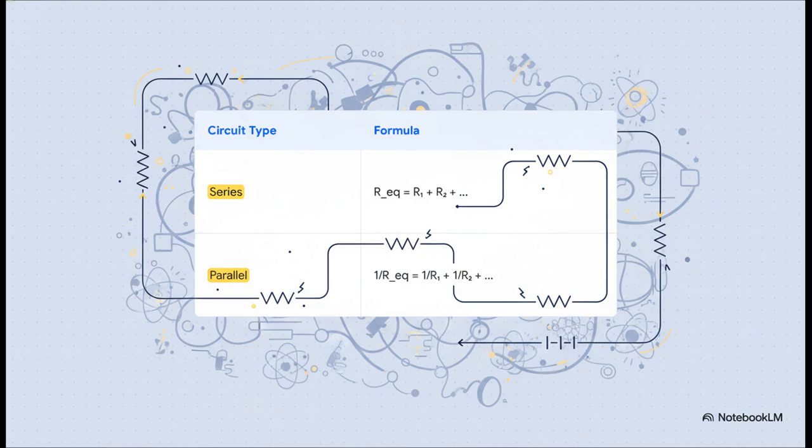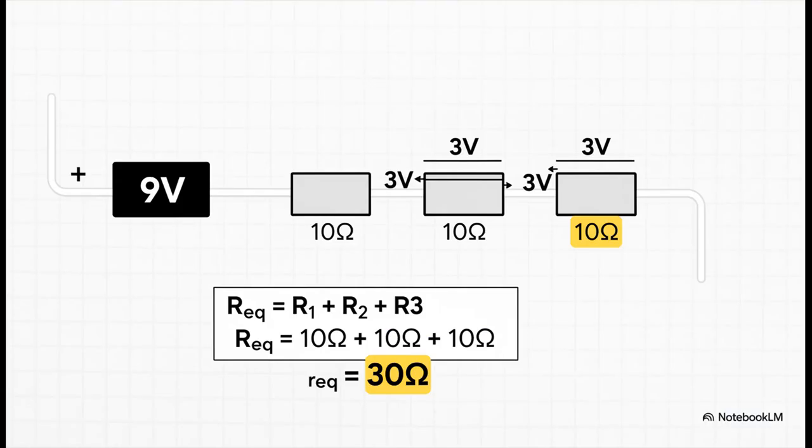To find the total resistance in a series circuit, you just add them up. Simple. R1 plus R2 plus R3, and so on. But for parallel circuits, it's a bit different. The reciprocal of the total resistance is the sum of the reciprocals of the individual ones. It's a key distinction. Let's make this real.